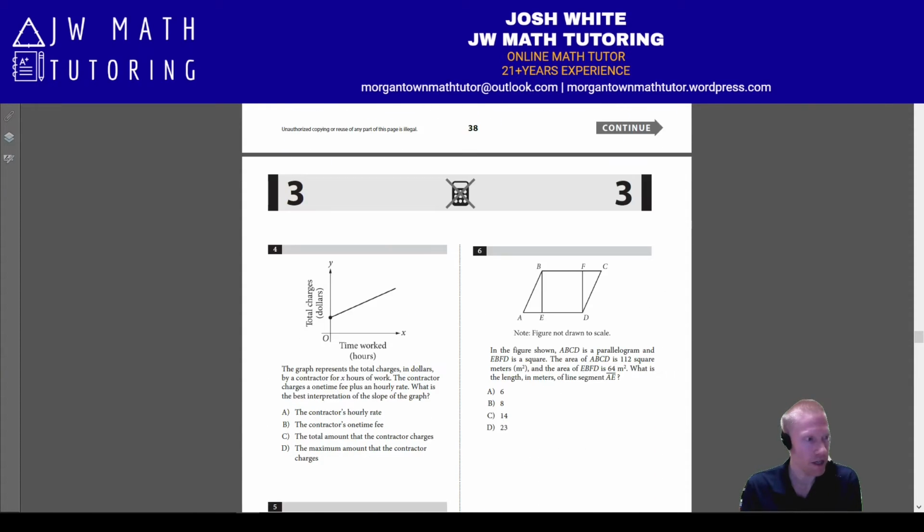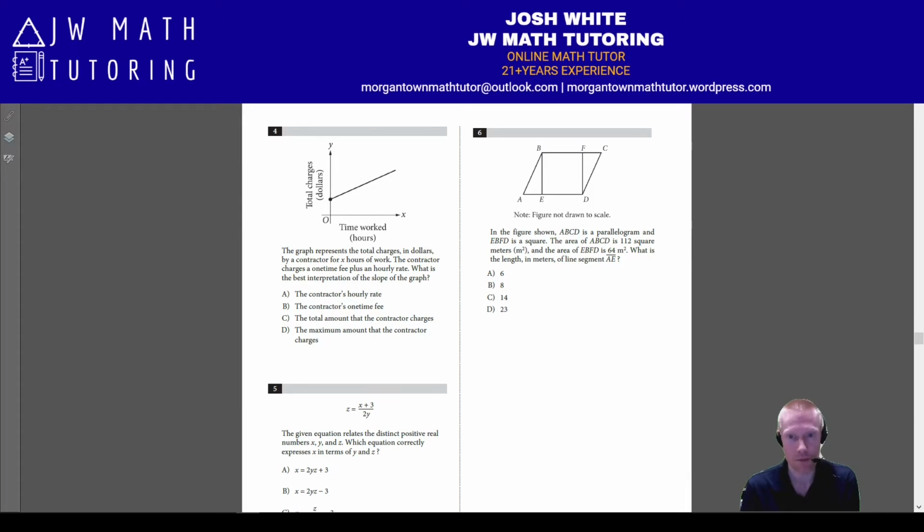Moving to the next page, first up we have problem number 4. Here we have a graph relating number of hours worked and dollars, for total charges, how much a contractor charges based on how much he works. And they want to know what the interpretation of the slope of this graph is.